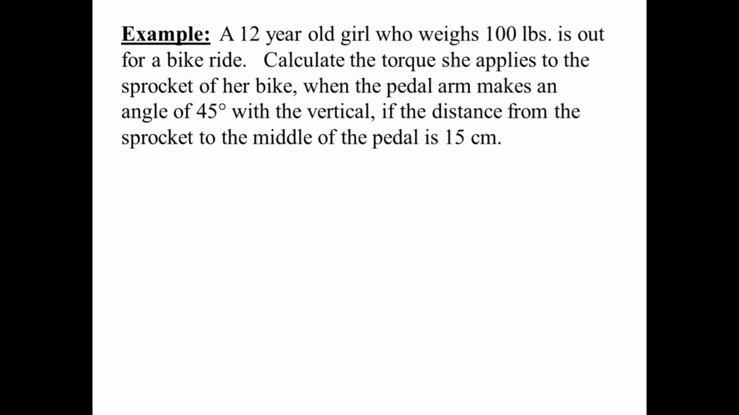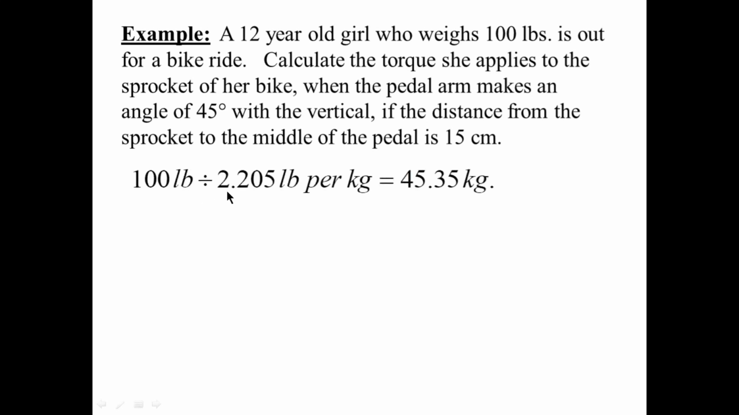First of all, we need to understand that when this person pushes down on the pedal, the 100 pounds of weight is the force pointing straight down. But we have to turn pounds into newtons. So first we need to turn pounds into kilograms. We'll take 100 pounds and divide by 2.205 because that's how many pounds there are in a kilogram. So we know that this person weighs 45.35 kilograms, and we'll multiply that by 9.8 to turn it into newtons. So we know the force involved is 444.4 newtons.